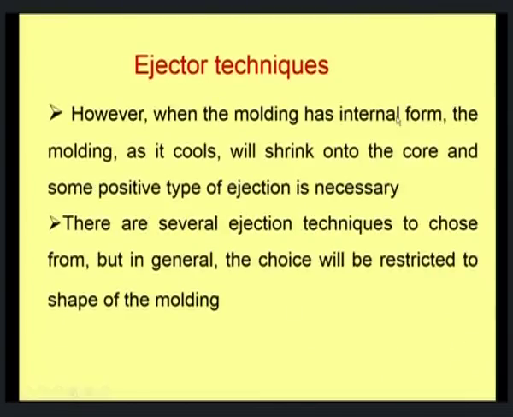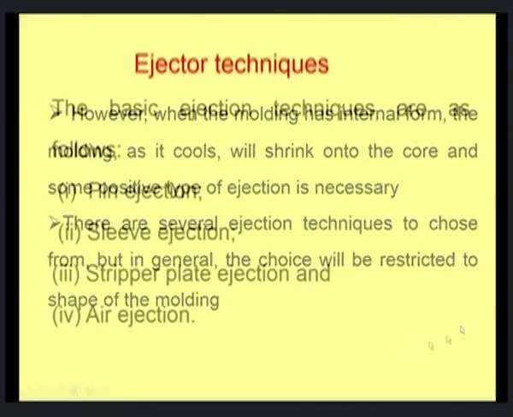However, when the molding has an internal form, some curved shapes on the surface, then as the molding cools, it will shrink onto the core itself. Wherever there are incomplete portions on the surface of the product, this in fact will tend to adhere to the core. So, therefore, a simple positive type ejection would not be sufficient there. There are several ejection techniques to choose from, but in general the choice will be restricted by the shape of the molding, that is again the shape of the product.